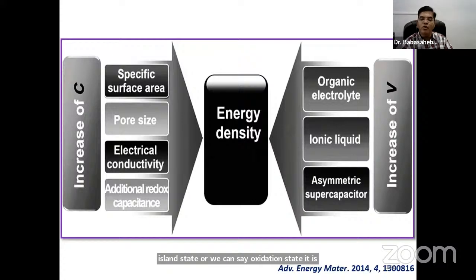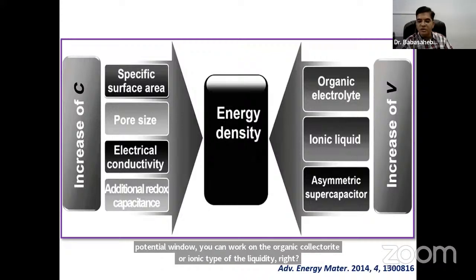So whenever you are thinking about improving the energy density, to be comparable to the battery, you should work on increasing the capacitance through parameters like specific surface area, pore size, electrical conductivity, and redox reaction. And if you want to increase the voltage, that is the potential window, you can work on organic electrolytes or ionic liquid electrolytes, and asymmetric or symmetric types of supercapacitor.